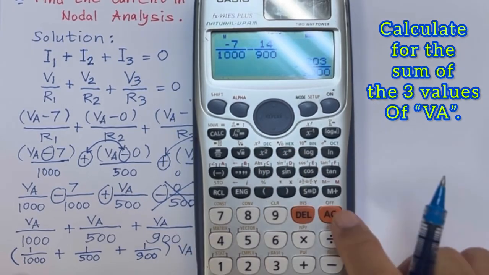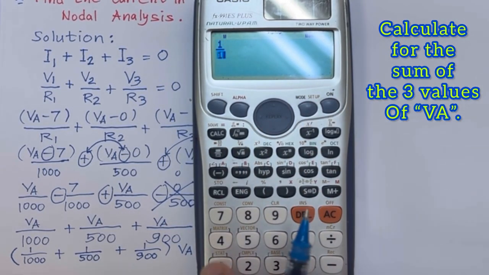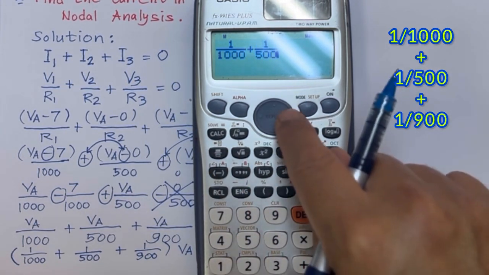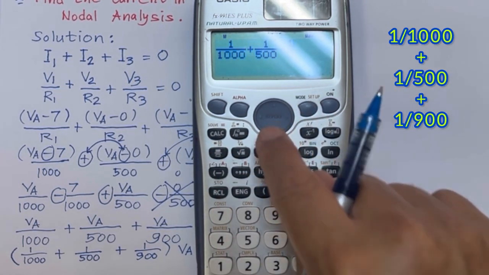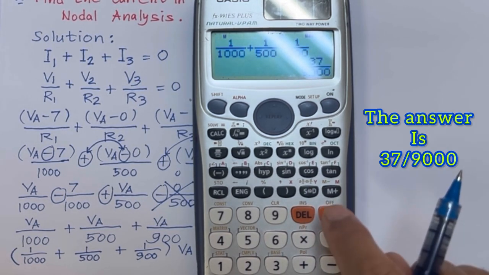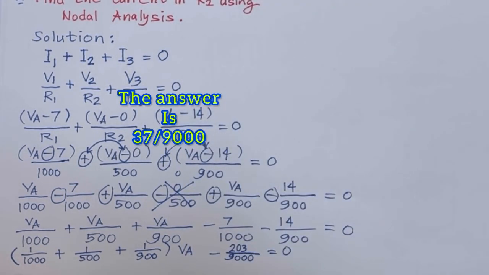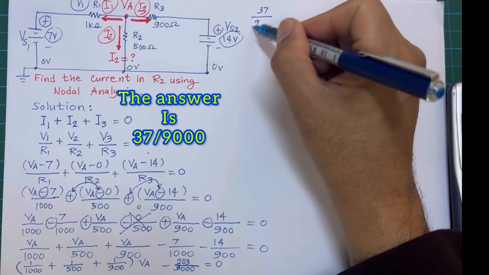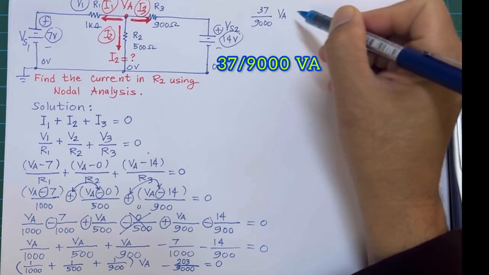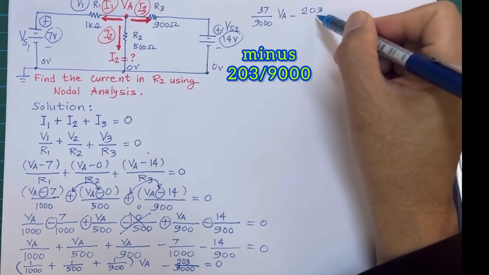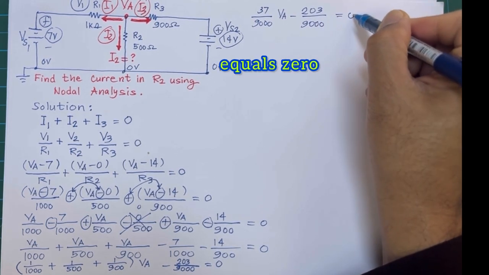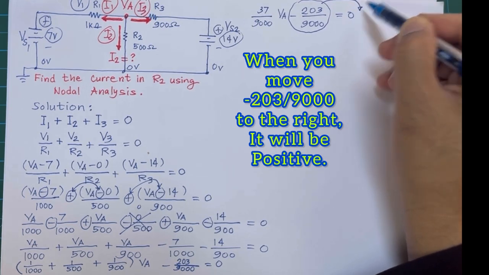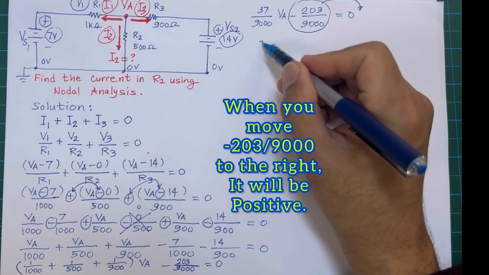Then it's equal to 0, and let's calculate the sum of the three coefficients of VA, which is 1 over 1000 plus 1 over 500 plus 1 over 900. Now, the answer would be 37 over 9,000. Now, we got 37 over 9,000 VA minus 203 over 9,000 equals 0. And as you can see here, we have negative 203 over 9,000. When you move it to the right, it will be positive.